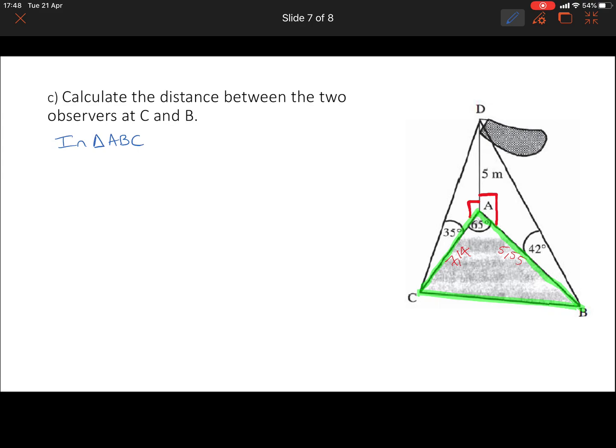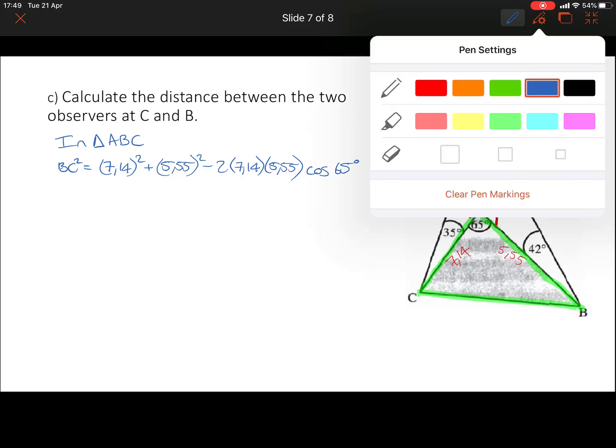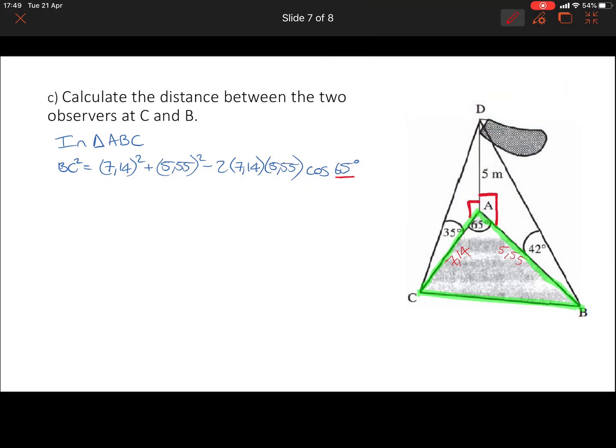And I've got 2 sides and the included angle, so we're going to use our cos rule. So BC squared is equal to 7,14 squared plus 5,55 squared minus 2 times 7,14 times 5,55 times cos of the angle, which is 65 degrees. Now something you'll notice, this angle and the side that you started with are always opposite each other.